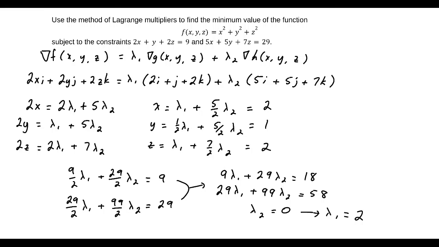Since this is my only critical value, this is going to be my minimum value, and you can use the second derivative test if you'd like to go back and check that. But the minimum value is going to be f(2, 1, 2), which is equal to 2² + 1² + 2², which will be equal to 9. So my minimum value of this function with these constraints is equal to 9.